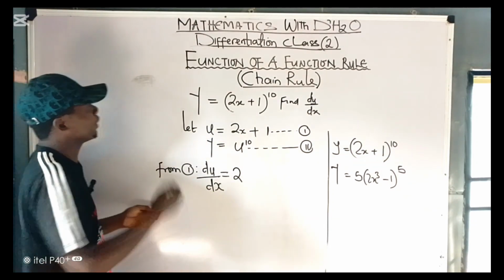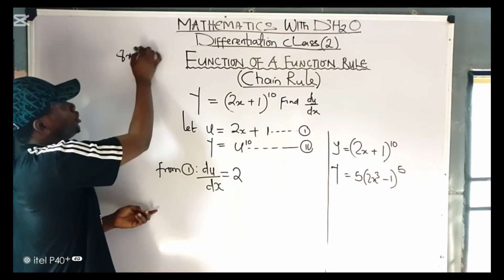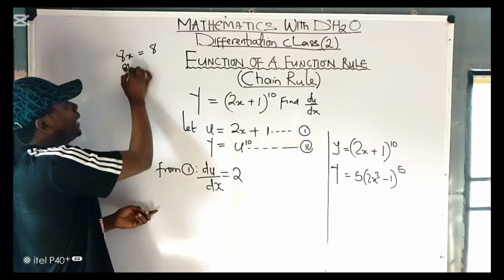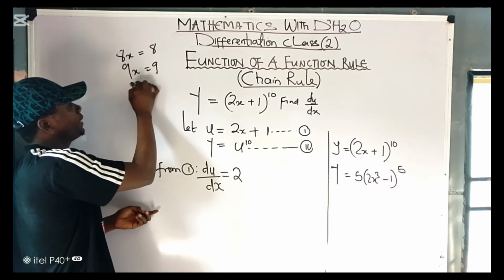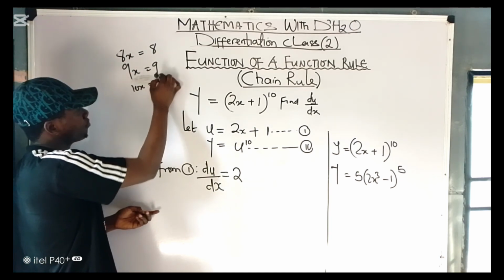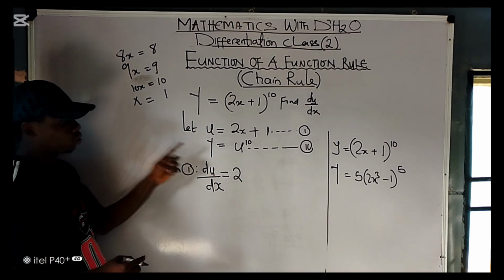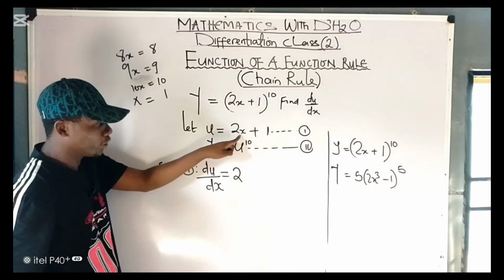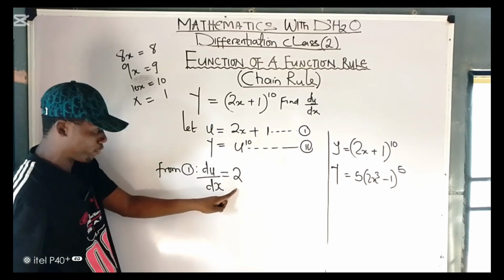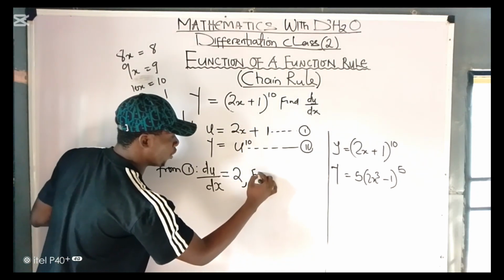Is that clear? So whenever you have 8x, after differentiating, you have 8. 9x will give us 9. 10x will give us 10. x will give us 1 because the coefficient of x here is 1. So 2x plus 1, this will give us 2, here will give us 0, so you have 2.